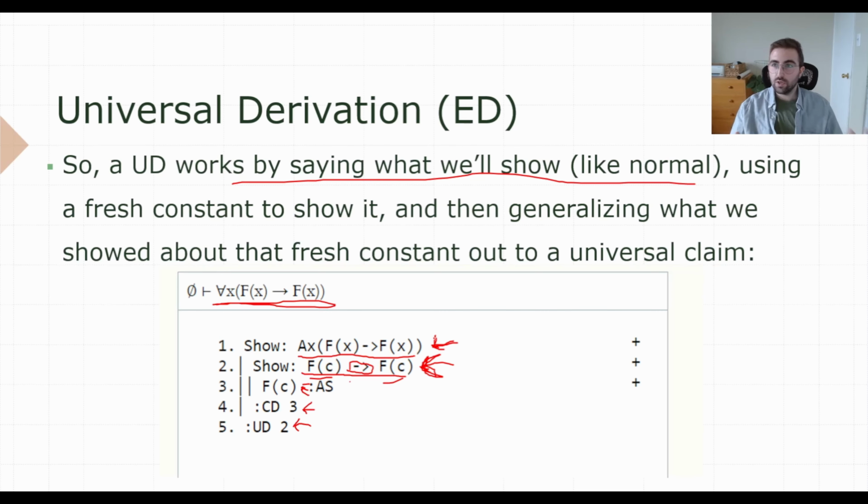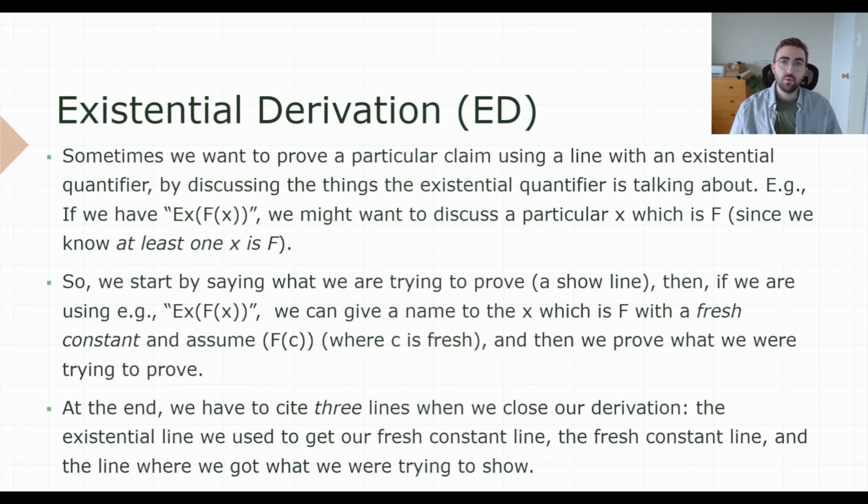So, it looks a little complicated, but as you do the practice and as you watch me do some practice, it shouldn't be too bad, I think. But before that, we're going to jump into also introducing existential derivations. And these are maybe a bit trickier, in my opinion, but actually could go either way. Anyway, existential derivations. Okay, so sometimes we want to prove a particular claim using a line with an existential quantifier.